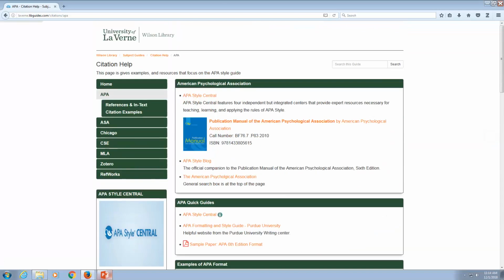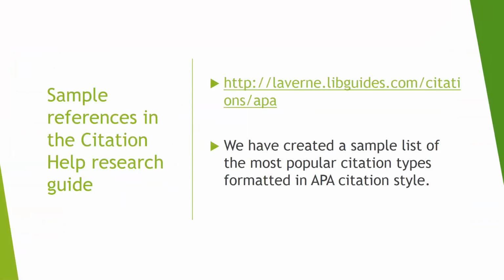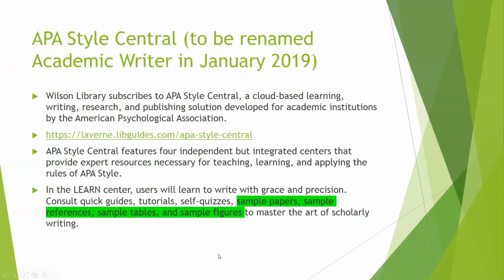So now that we've gone over the basics of that, we also do have sample references in the Citation Help Research Guide. What we went ahead and did is a sample list of popular citation styles, which I showed you. And then we also have something called APA Style Central. They're going to be renaming that in January, so pretty soon. So don't get discouraged if you don't see it. It will now be called Academic Writer.